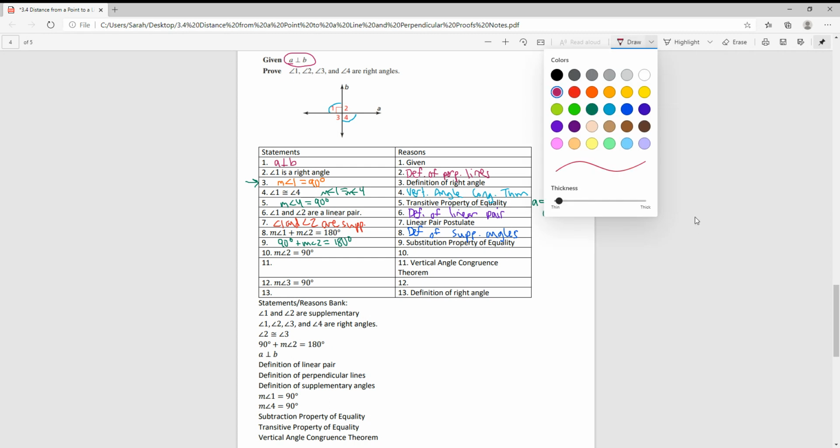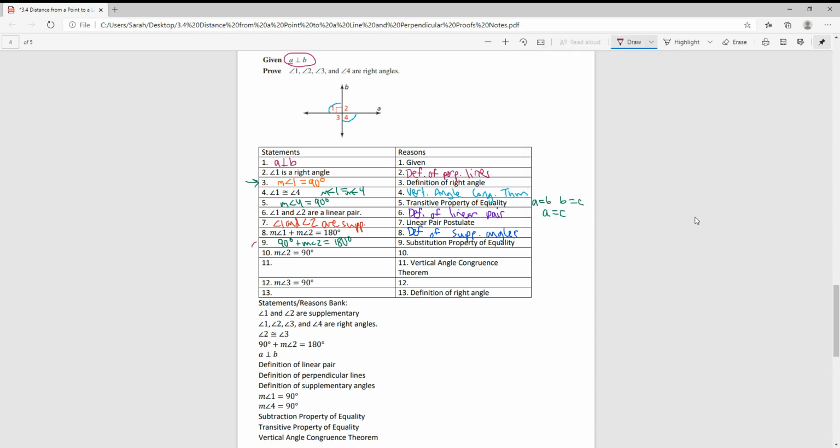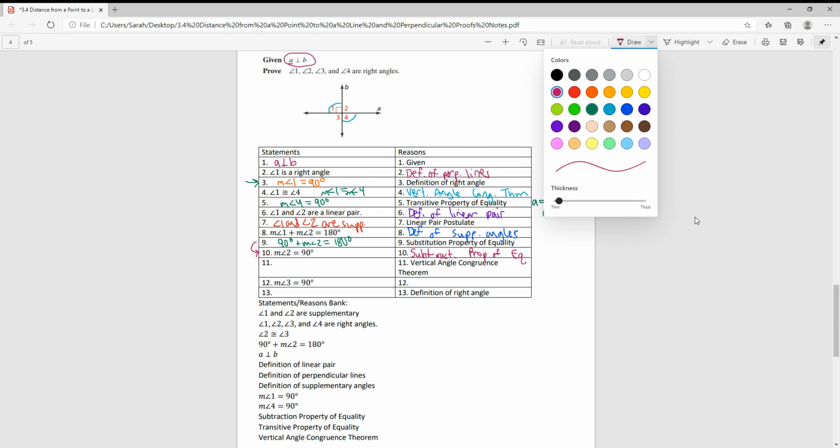Then next up, we say that measure of angle 2 equals 90. How did I get from the equation in step 9 to the equation in step 10? What I did was I subtracted 90 from both sides. So it canceled on the left side. 180 minus 90 is 90. So what I used there was the subtraction property of equality. Alrighty. Getting close to the end here.